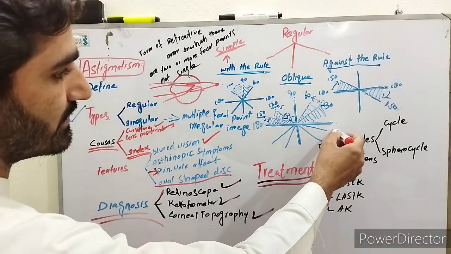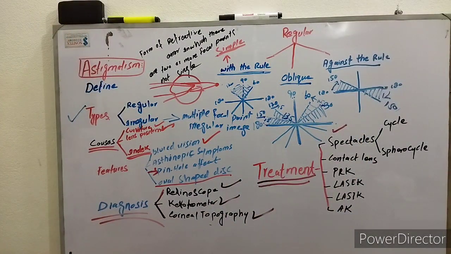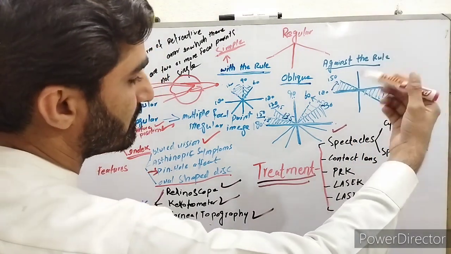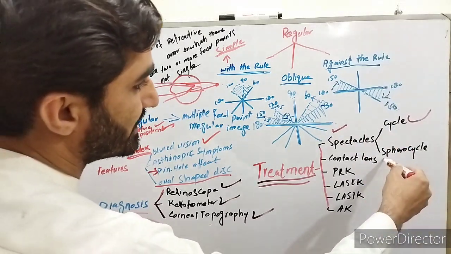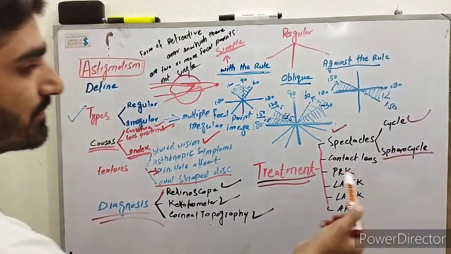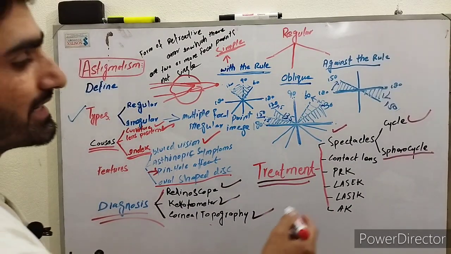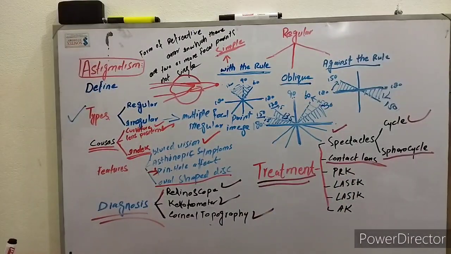First step, with the help of spectacles. There are two types of spectacles. Simple cylindrical lenses: simple cylindrical spectacles can treat astigmatism. Otherwise, spherocylindrical spectacles can also treat astigmatism. Contact lens: with the help of contact lens we can also treat astigmatism.